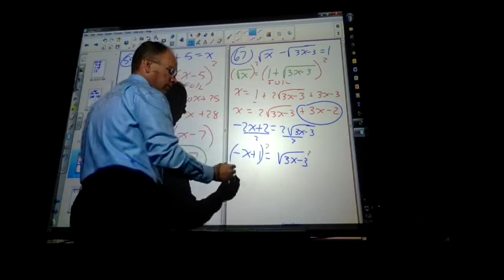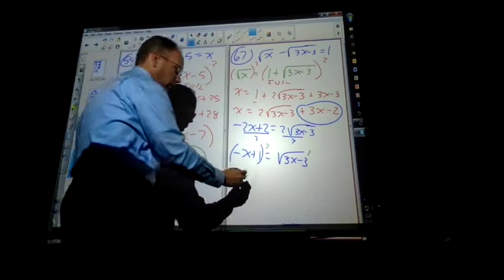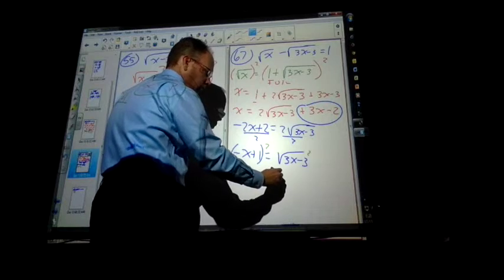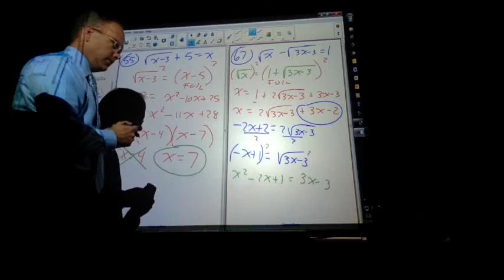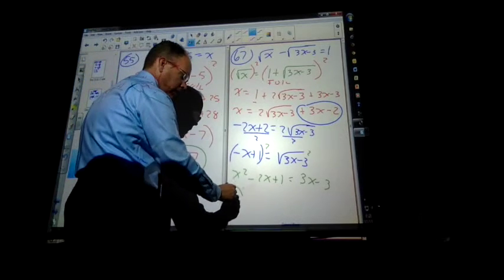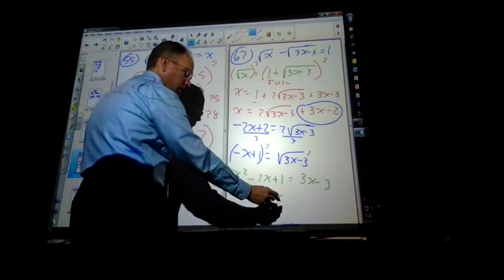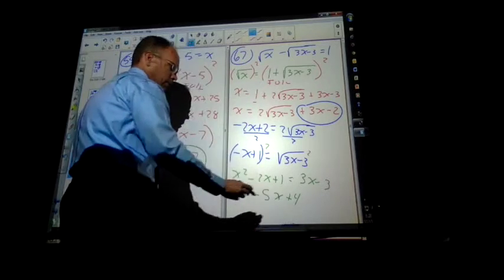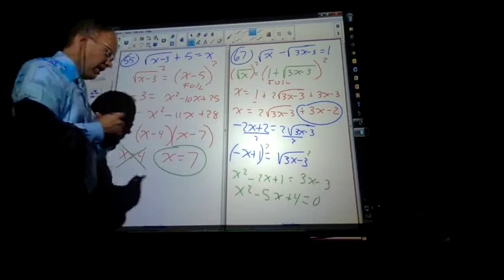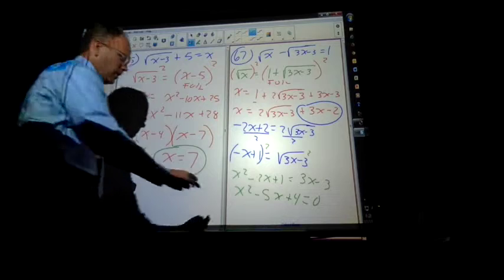Square both sides. So that's going to give me x squared minus 2x plus 1 equals 3x minus 3. Bring that over. Holy cow, that's a bigger problem. Minus 5x plus 4 equals 0. If I factor that out, what two numbers multiply to give me 4, add together to give me negative 5? Negative 4 and negative 1.